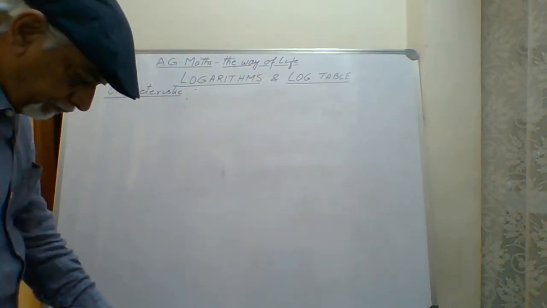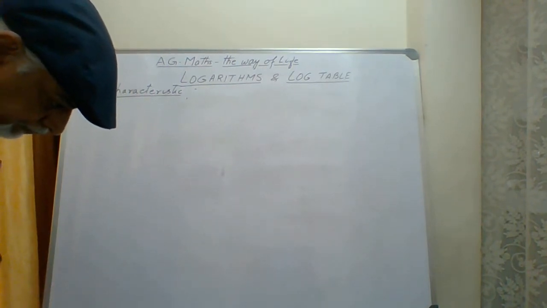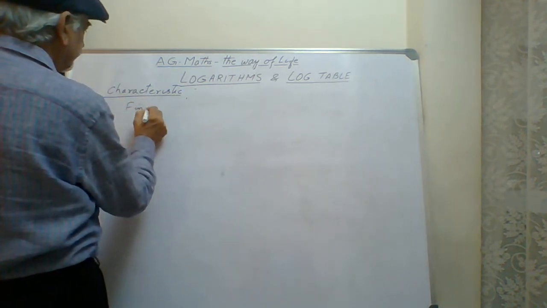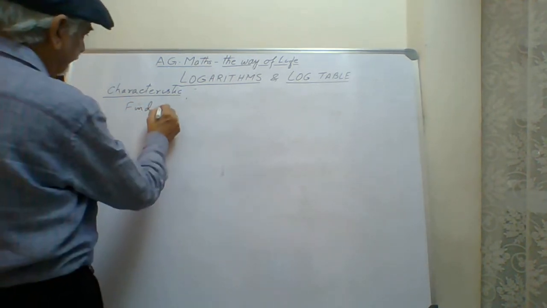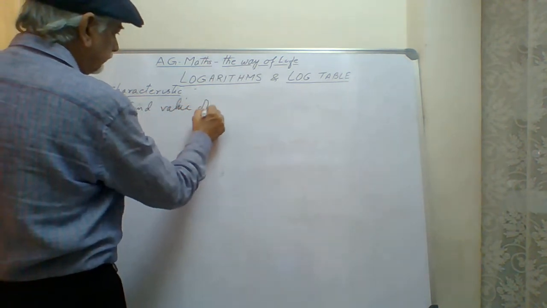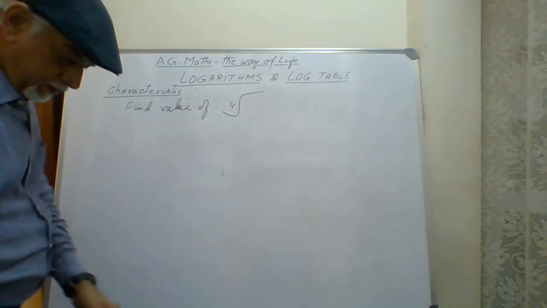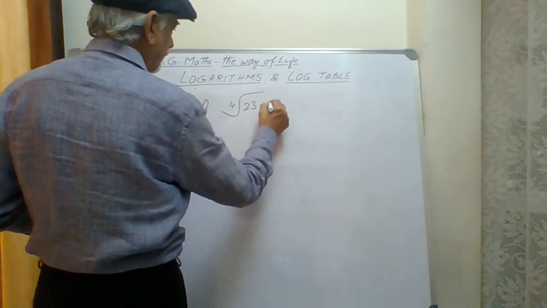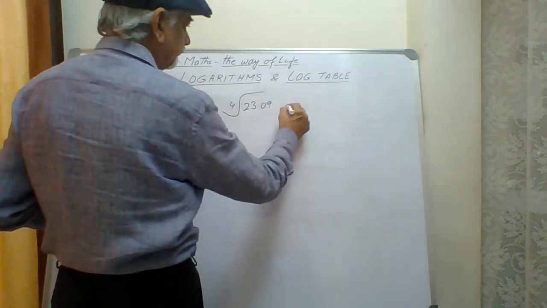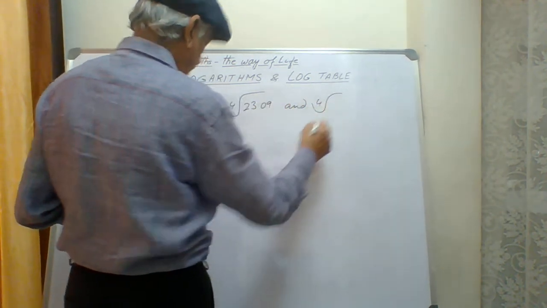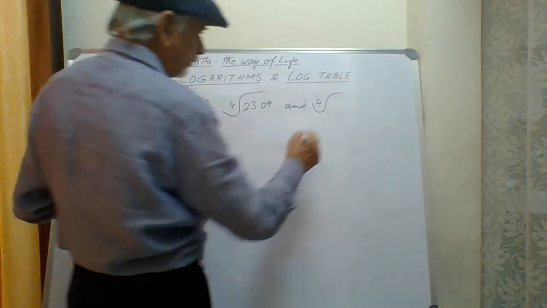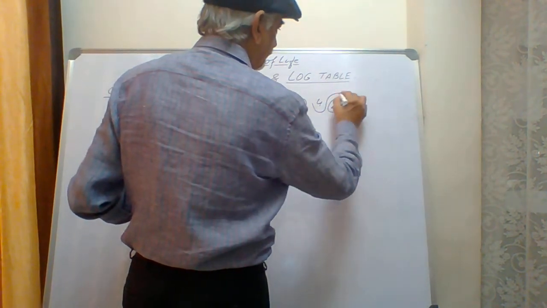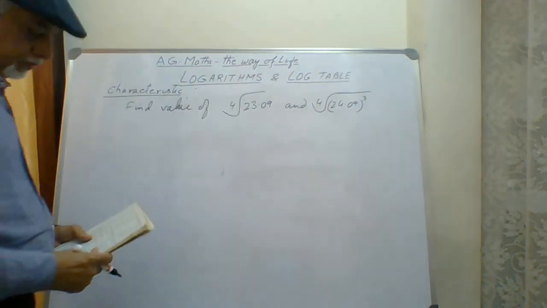Let's find the value of the log of the fourth root of 23.09, and again the log of the fourth root of 23.09 whole cube. These are the two problems.